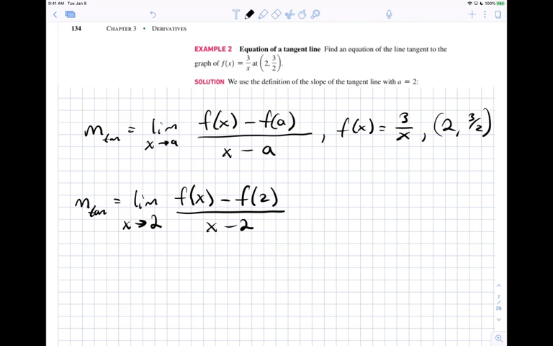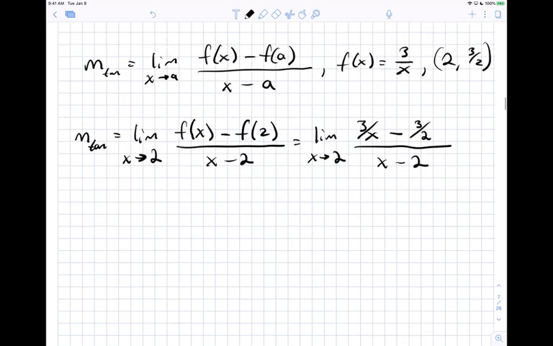Let's continue here. This is going to be the limit as x approaches 2 of f of x, which is 3 over x, minus f of 2, over x minus 2. Nothing fancy going on here. Okay, let's do some algebra real quick and simplify this. This is equal to the limit as x approaches 2. Now we can get a common denominator of what? 2x.